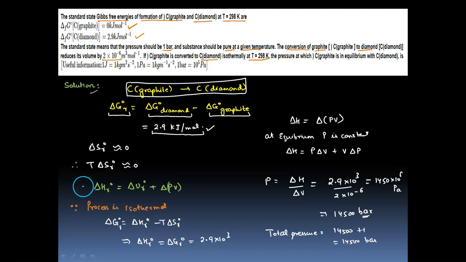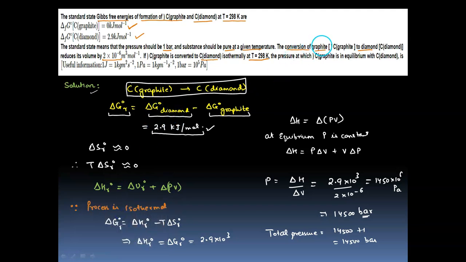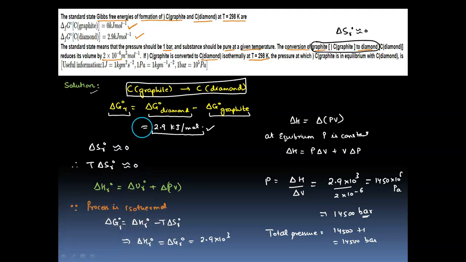So there would be some change in entropy also as graphite converts to diamond. But the question is silent about that data. Therefore, safely we will assume that the change in entropy when graphite converts to diamond is nearly equal to 0, because that data is missing. Otherwise they would have to provide the data for the entropy change. So we'll assume that delta S for this conversion is 0. Therefore T delta S is also 0.